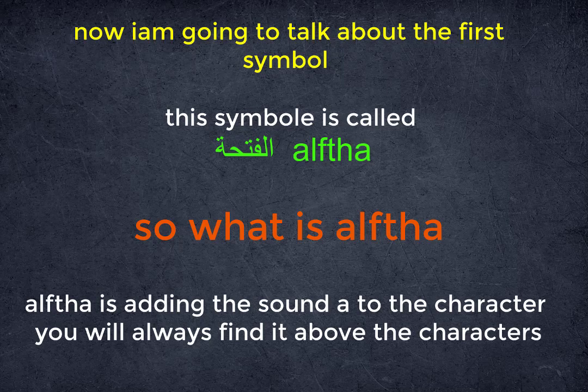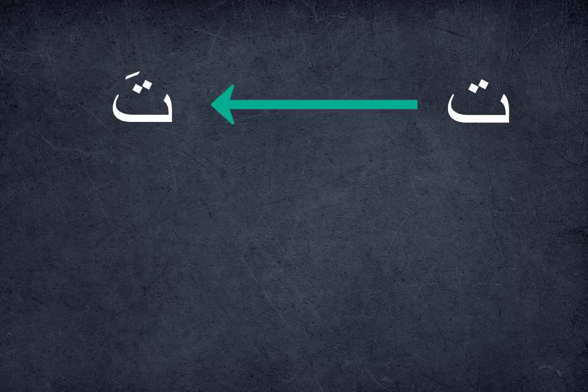You will always find it above the letter. Let me say it for the last time. الفتحة is adding the sound a to the character. You will always find it above the letter. Now let me explain, please. This is the letter ta. When we put الفتحة above the letter ta, it becomes ta.